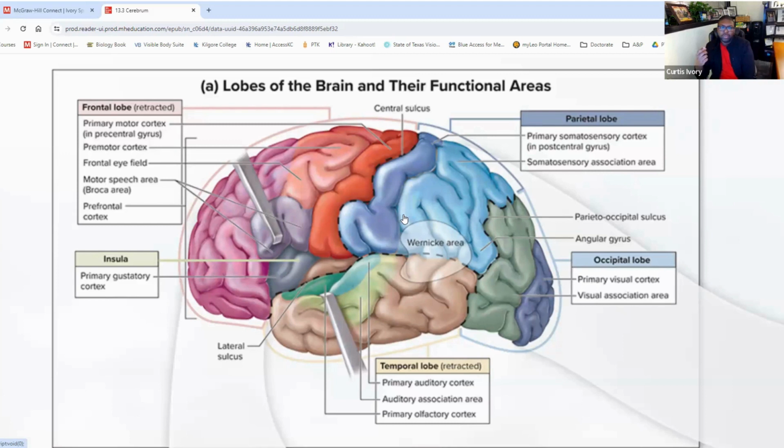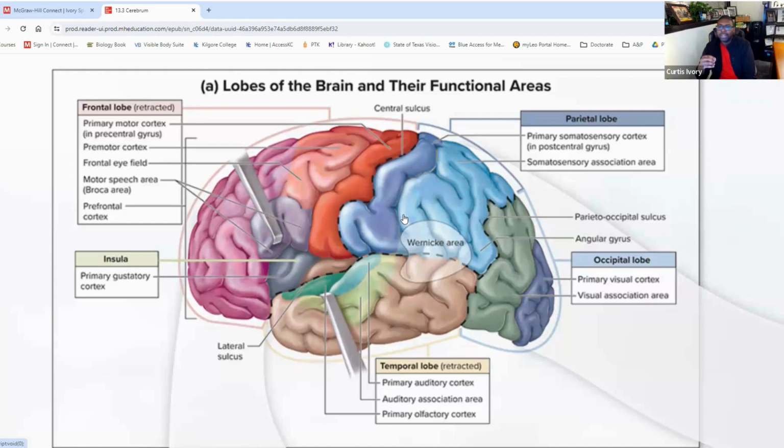We have the insula, which essentially is the primary gustatory cortex. Gustatory just means that this is where we're going to have the thought process on whether we're hungry or not. This is what that's going to be.